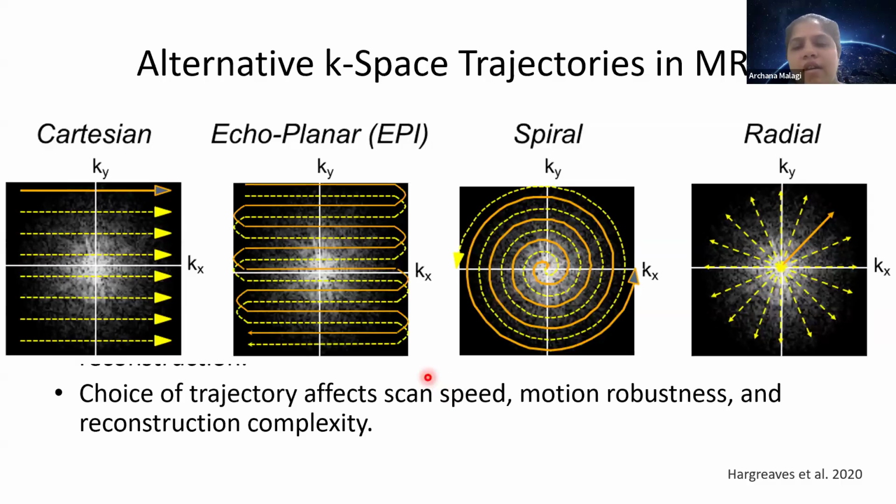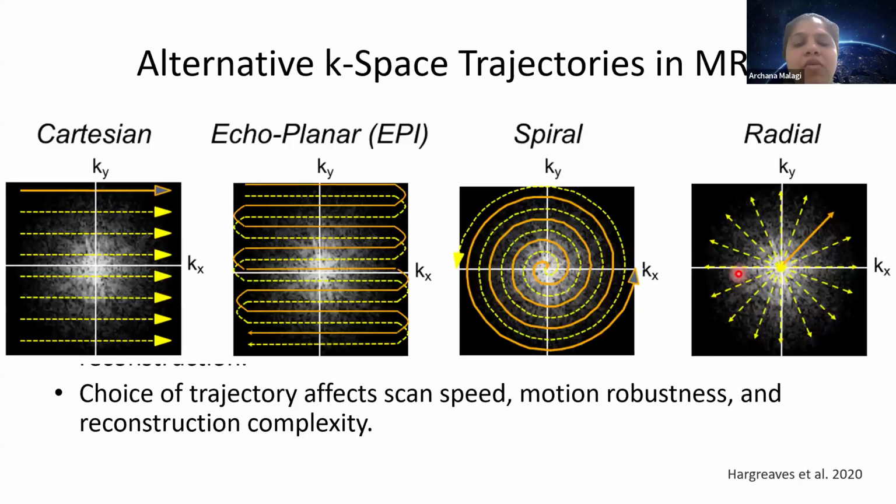This helps, for example, in echoplanar imaging, that is a zigzag way of acquiring K space, helps in getting that scan speed. You can acquire that image within a second, and it's also resistant to motion. Some trajectories, for example radial trajectory, if there is any motion in the image, that can be corrected. And one of the issues of some trajectories is reconstruction complexity.